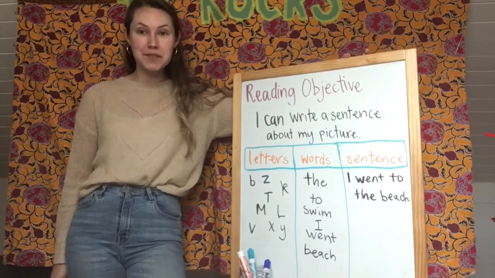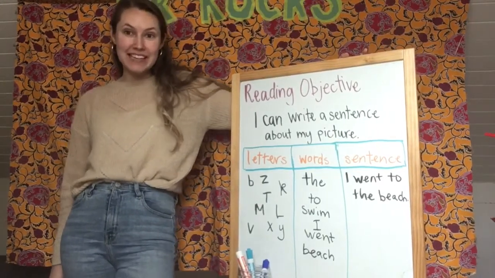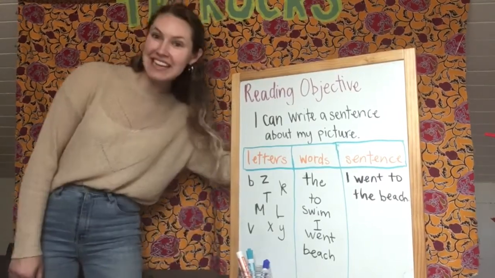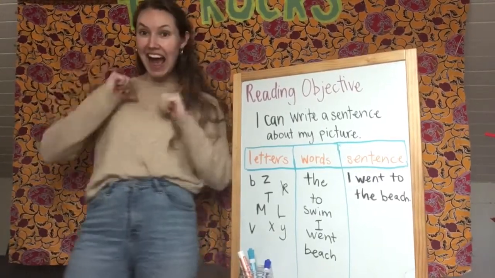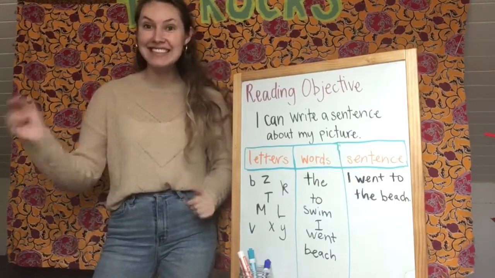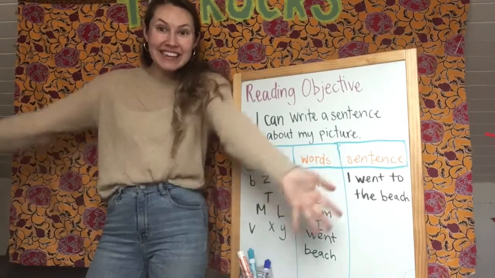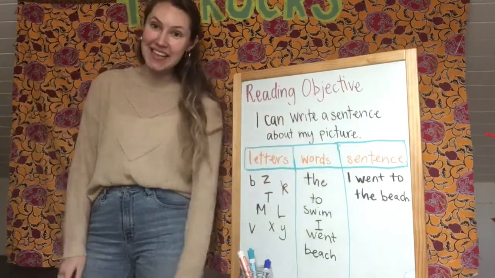So let's go over our objective and then we will dive right into what we're doing. Objective is what we are going to learn. I can write a sentence about my picture. So it's finally time for us to start writing some sentences.